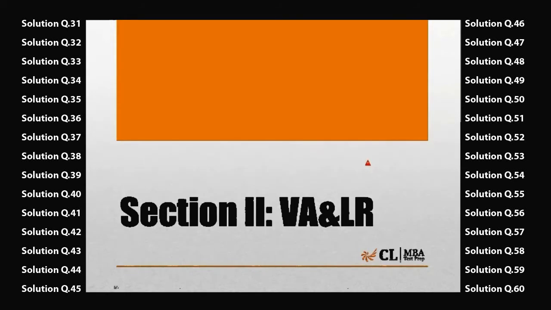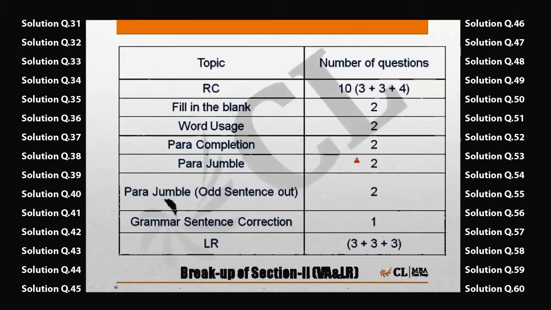Now let's start with section 2. It comprises verbal ability and logical reasoning. We had 10 questions from reading comprehension. We had 9 questions from logical reasoning, and the remaining were from verbal ability and verbal reasoning.